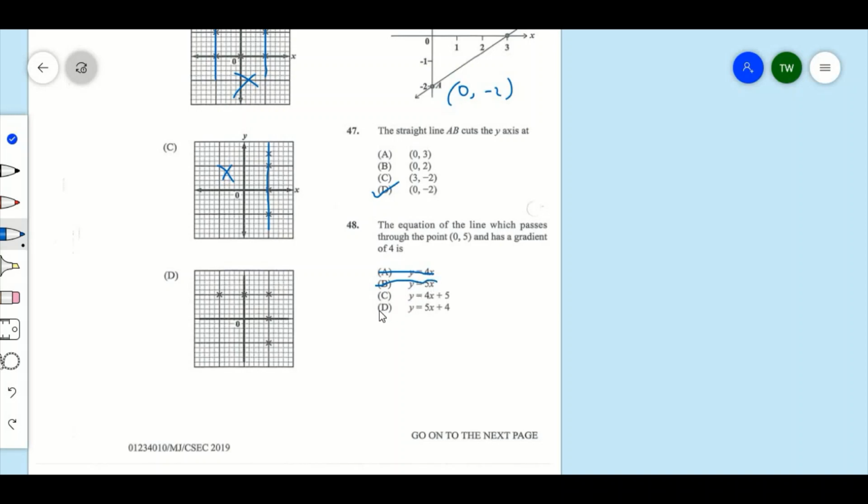And also you can just look at D and automatically eliminate D because the gradient of the equation at D is 5. So we're left with only one option, which is C. And clearly our answer is going to be C here. Note that the gradient here is 4 and 5 is the y-intercept value, which means that if 5 is the y-intercept value, x is equal to 0. So of course it passes through the point (0, 5). All right.